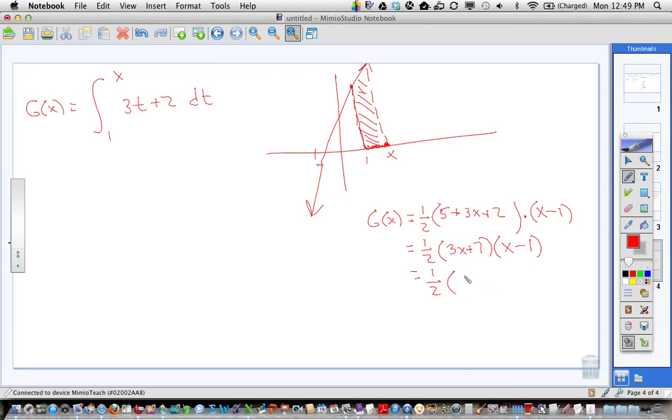What do I get when I FOIL this? 3x squared. No. 7 on the inner, minus 3 on the outer would be plus 4x, minus 7. And then finally, we go ahead and distribute through the 1/2. 3/2 x squared, oh, that looks familiar, plus 2x, that looks familiar, minus 7/2. Okay, so it didn't quite work out like Zach thought, but I think he's on to something.